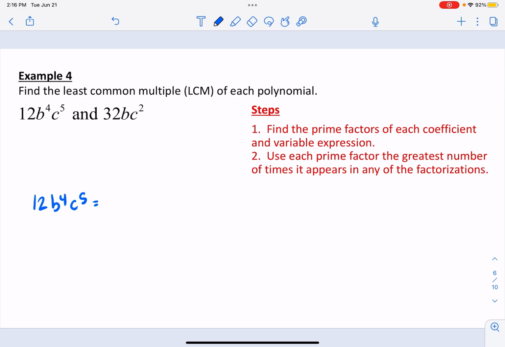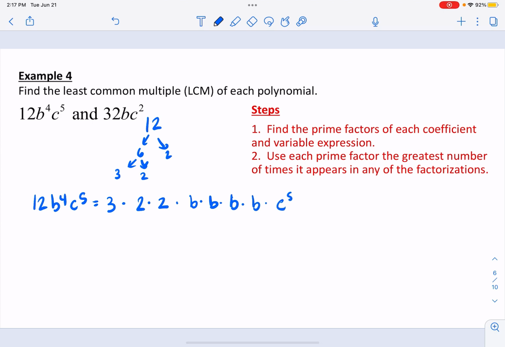So 12. 12 breaks down into 6 times 2. Then breaks 6 down even more. Well, 6 is 3 times 2. So I have 3 times 2 times 2. Then I have b 4 times, and c 5 times. I wanted to take my shortcut. I can't take my shortcut yet.